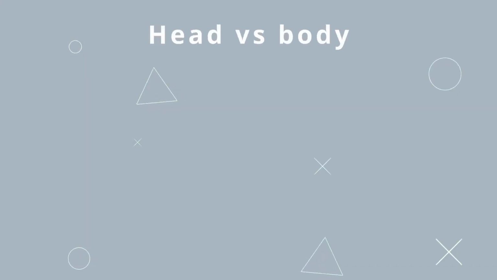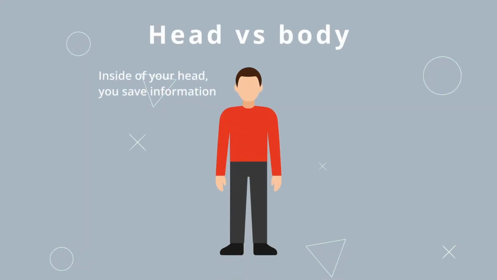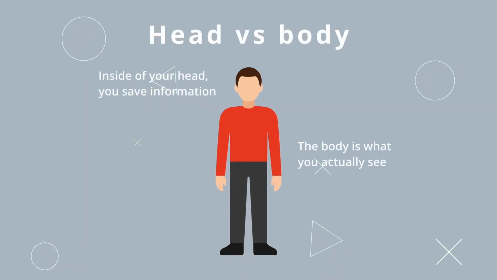Text, images, links, so basically everything the viewer sees in the end. Think of it like this. The head includes all of the information, while the body is what you actually see. So that's the basic structure of every HTML file.